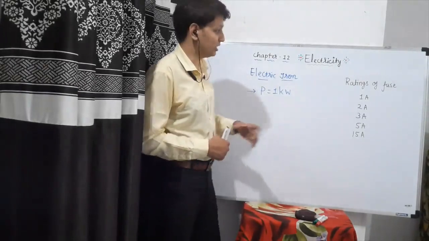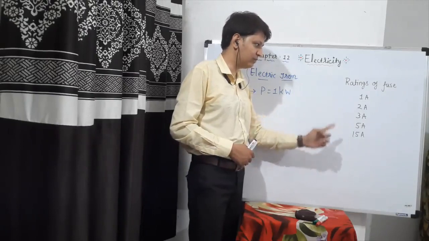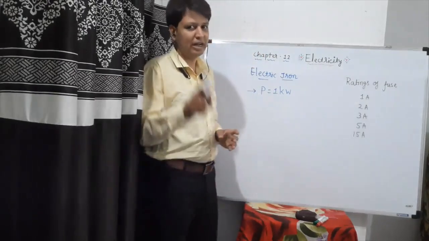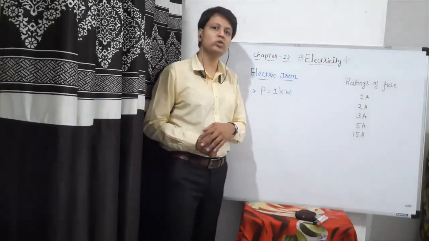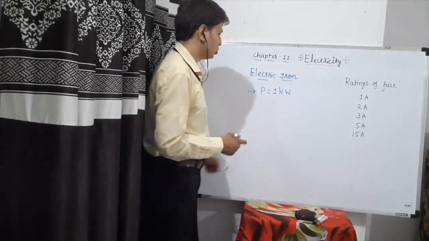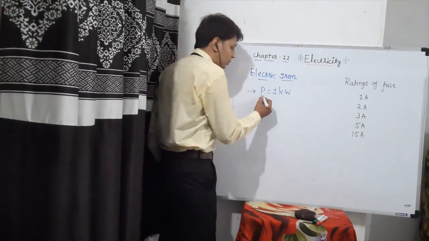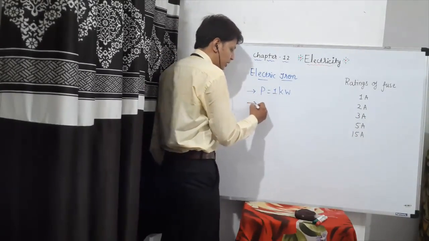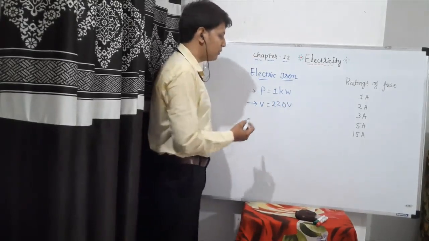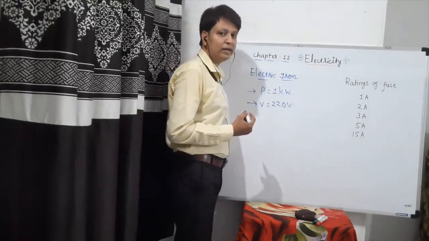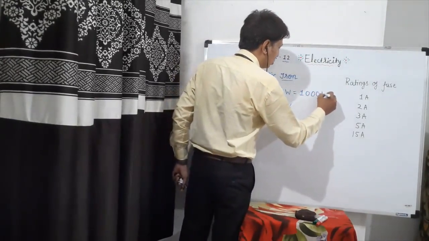But let us say the ratings of fuse are 1 ampere, 2 ampere, 3 ampere, 5 ampere and 15 ampere. Let me show you how to calculate which rating of fuse you are going to use in your electric circuit. So let us consider an electric iron which is operated at a potential difference of 220 volt, and the power consumed by that electric iron is 1 kilowatt, or let us say it is 1000 watt.